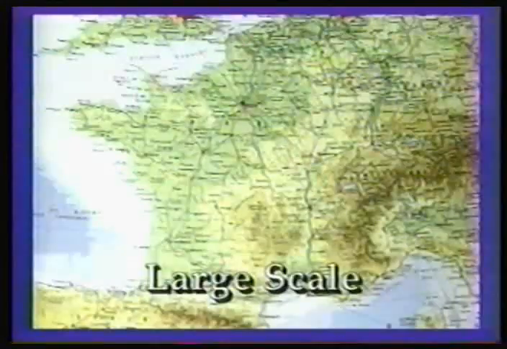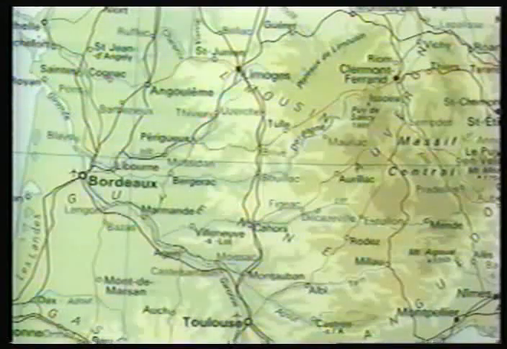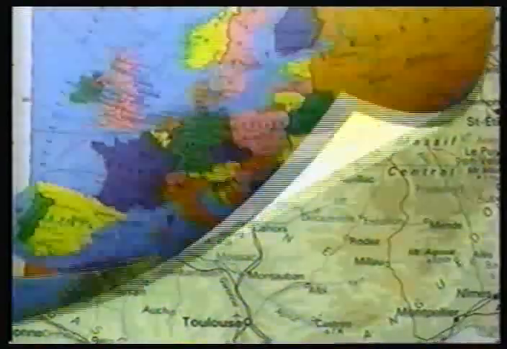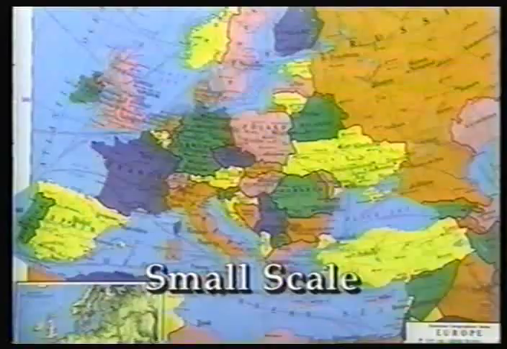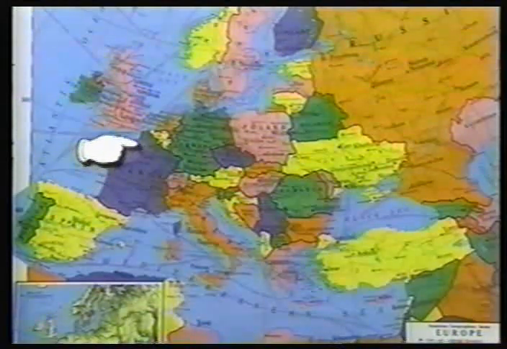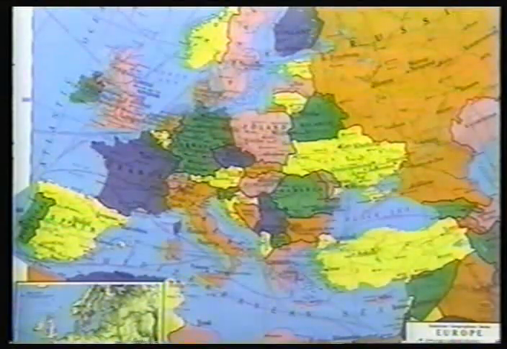This map of France has large scale. You can see details of the towns and rivers. This map of all of Europe has small scale. See France over here? There's hardly any detail. This map shows much more area.